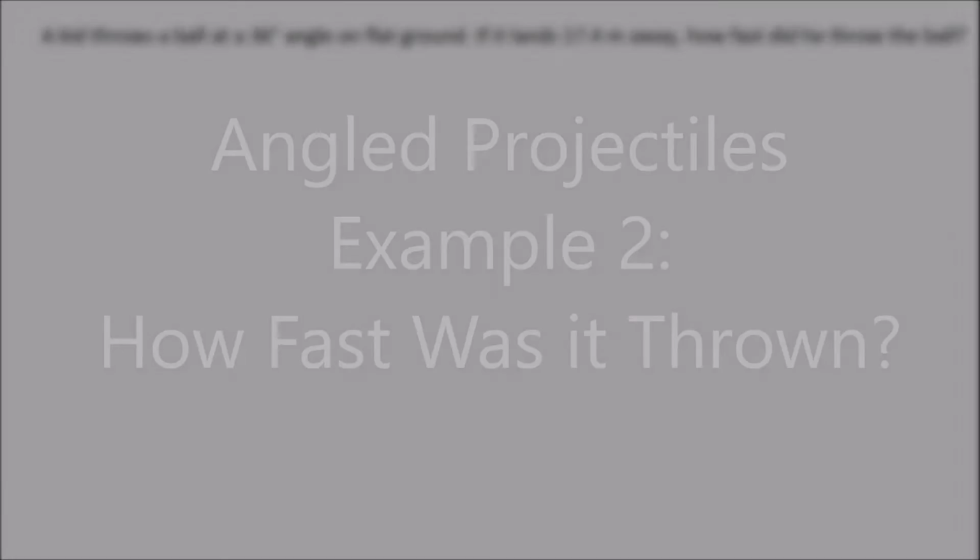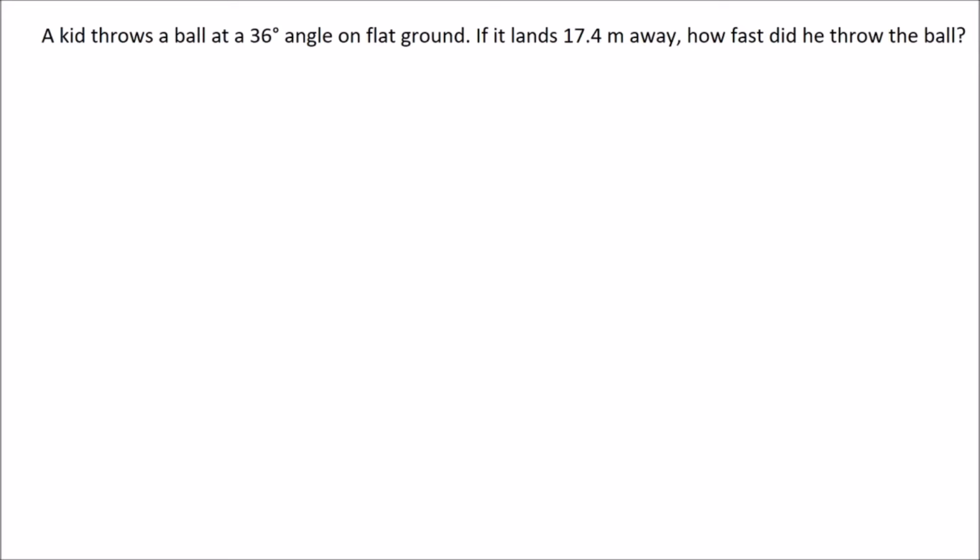We have a kid who throws a ball at a 36-degree angle on flat ground. If it lands 17.4 meters away, how fast did he throw the ball? So like usual, we can start with our angle, and so our drawing of our angle.